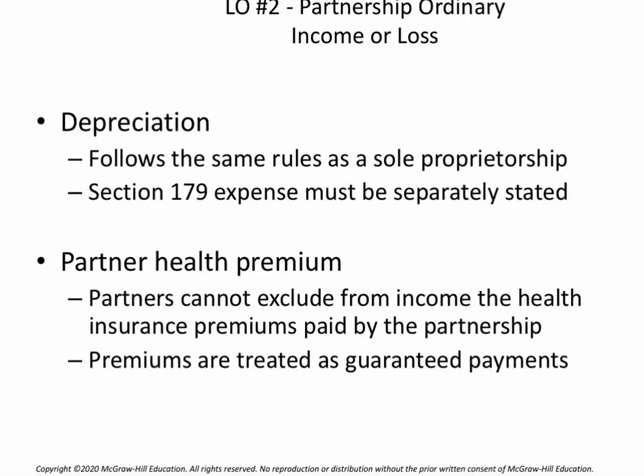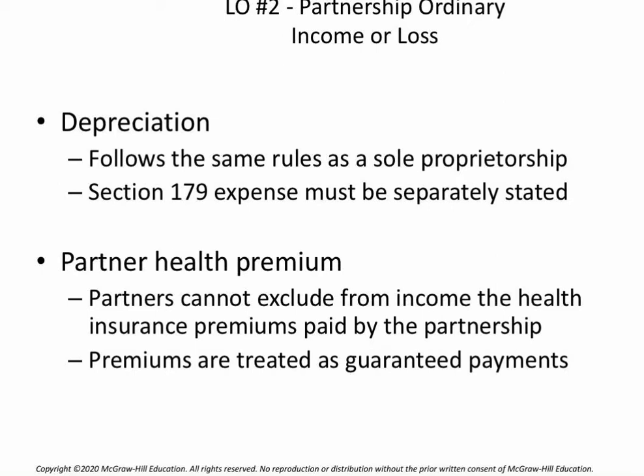Additionally, depreciation is going to follow the same rules as sole proprietorship, and the Section 179 expenses are going to be separately stated. We'll go into why that is in a little bit, but generally, each partner may have a different situation with respect to Section 179 depreciation on their property. So we want to list it separately, that way each partner, once they receive their K1, can address it on an individual basis.